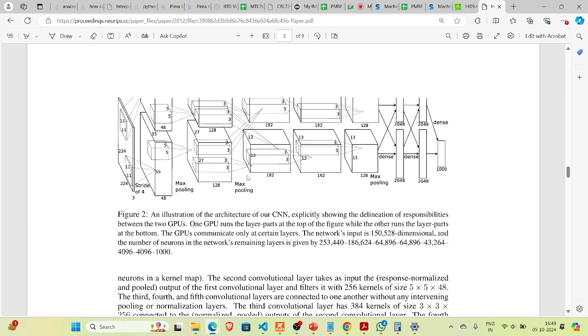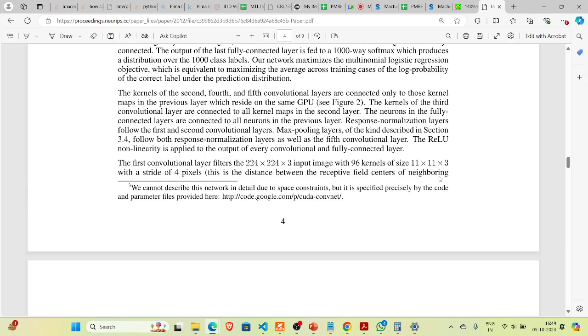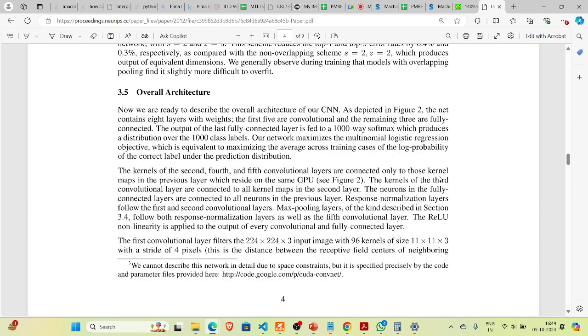Max pooling again halves the size, so it has become 13 by 13. I think this next operation is a convolution with stride 1, so the size has not reduced. Then there is another max pooling, but without any stride here, and finally the dense layers. So this is the structure of the network.